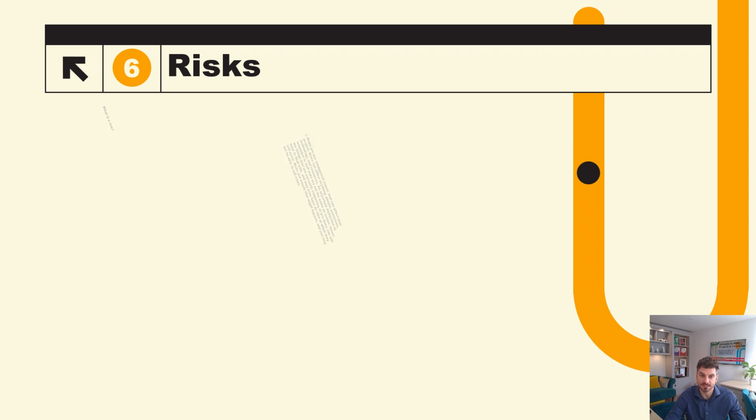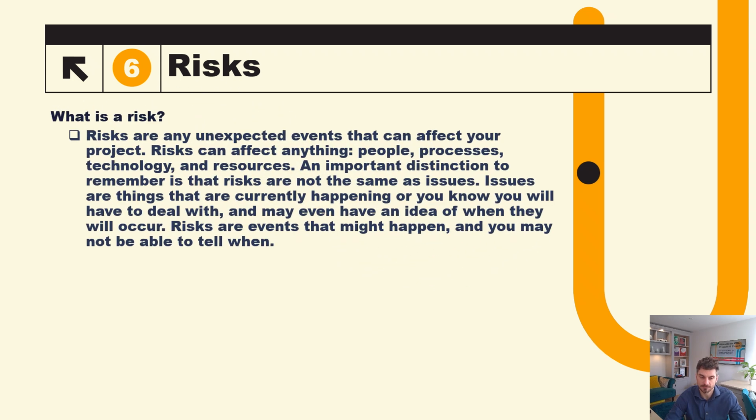So let's start with risks. What is a risk? Risks are unexpected events that can affect your project. Risks can affect anything from people, processes, technology, and resources. An important distinction to remember is that risks are not the same as issues. Issues are things that are currently happening or you know you will have to deal with, and may even have an idea of when. Risks are events that might happen, and you may not be able to tell when.